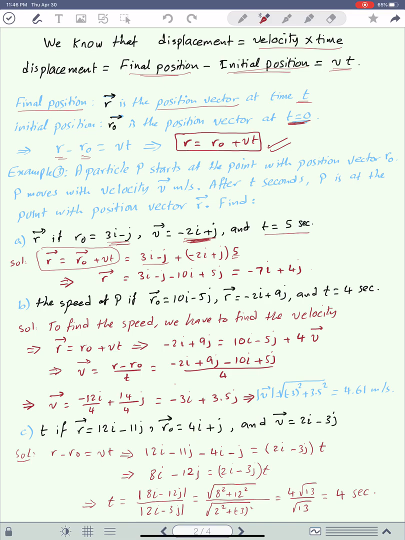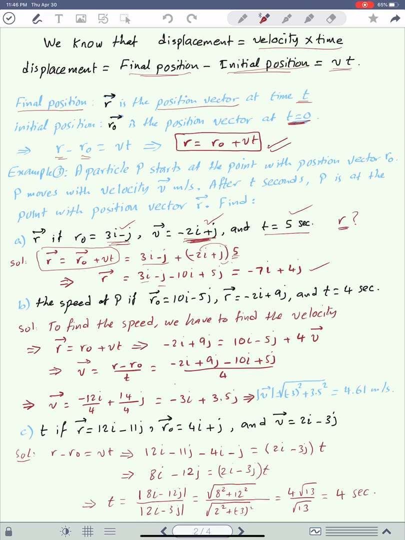According to each case, in case A we are given r0, v, and t to find r. This is what we want. By expanding and simplifying, 3i minus j minus 10i plus 5j, you will get minus 7i plus 4j.